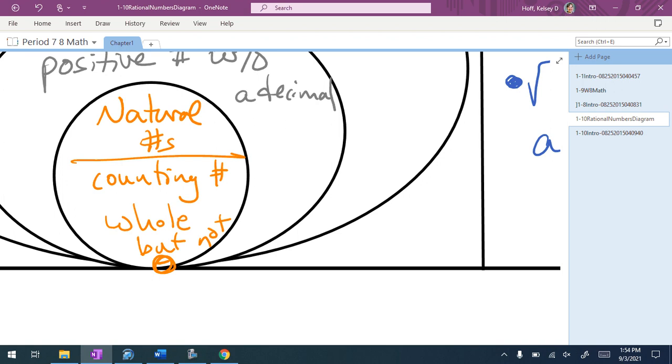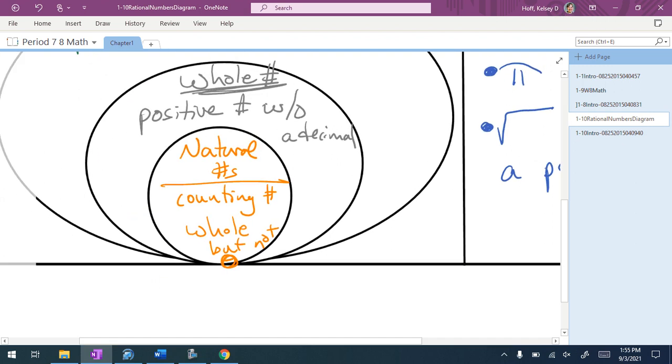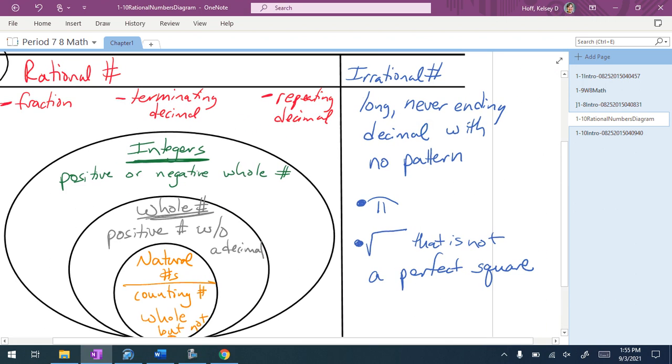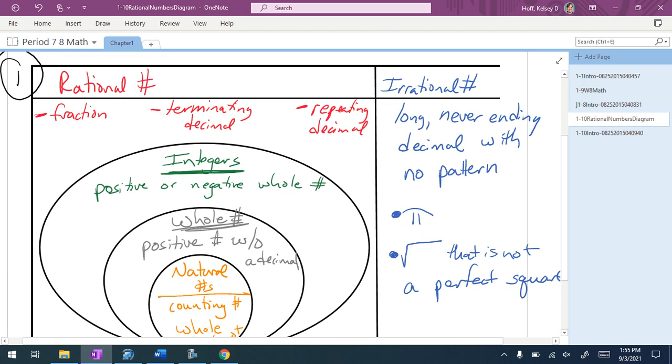When you teach a little brother or sister or a niece or nephew or a cousin to count, you don't say, okay, now we're going to count. Ready? 0, 1. You don't count 0 with them. The first number you teach a kid is a 1. So natural numbers are your counting numbers. Ultimately, the only difference between these is whole numbers, but not including 0. Okay, so what's the point of this? I want us to be able to know what category numbers fall into.